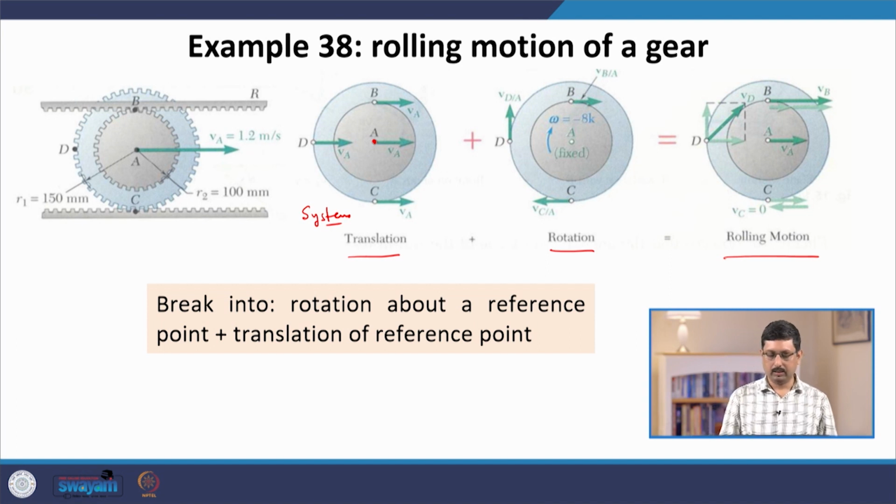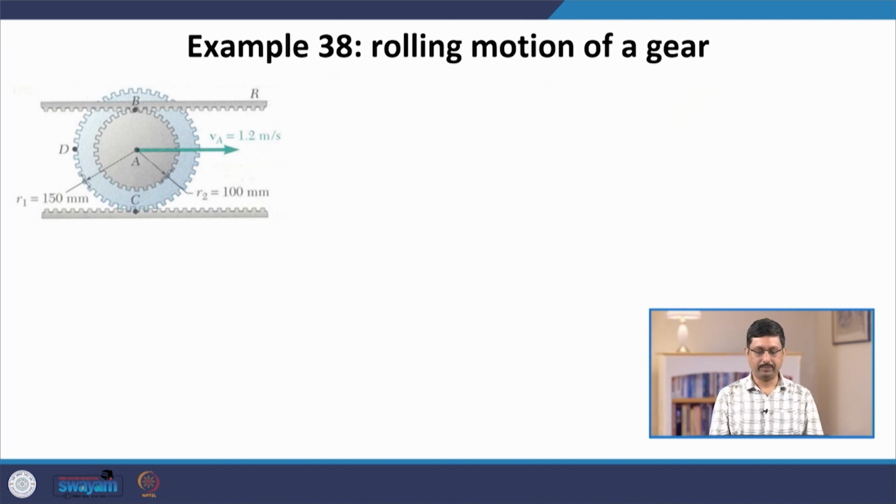Now, let us calculate the numbers. The first thing to note is that we are going to assume this condition: that this is pure rolling without slipping.